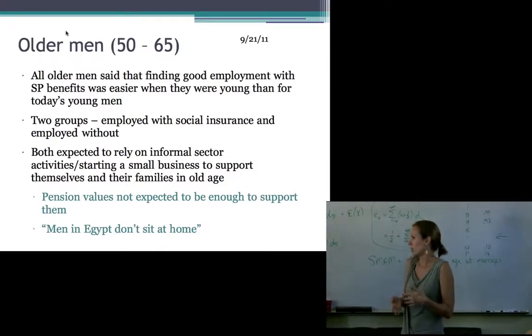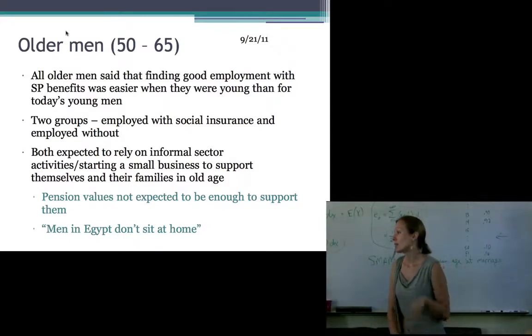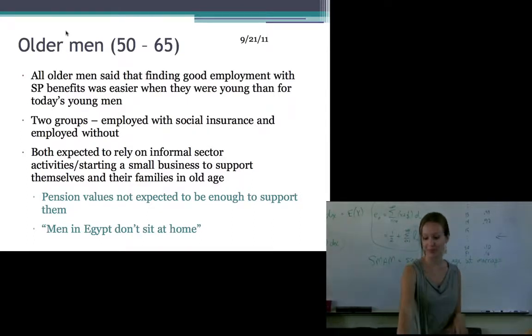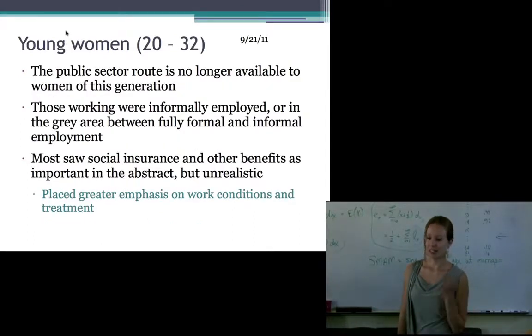But you're not really tired. Sit at home and enjoy yourself. No, men in Egypt don't do this. Men in Egypt don't sit home, they don't retire. Everybody keeps working basically to the point where they can't, because the pension values are very low. So they rely on informal sector jobs or starting a project, like a small business, to support themselves and their families. So in a way, the informal sector is serving as the social safety net rather than the actual formal pensions that people are getting.